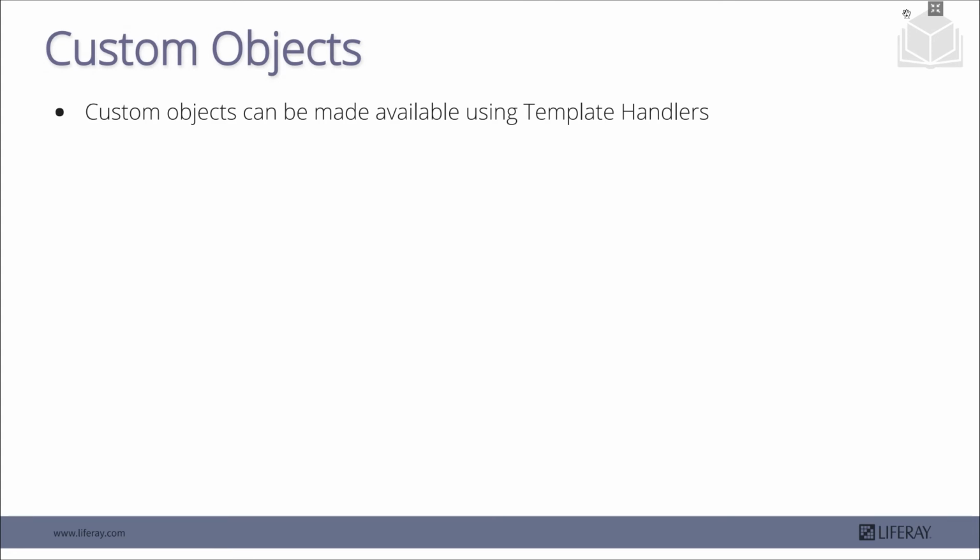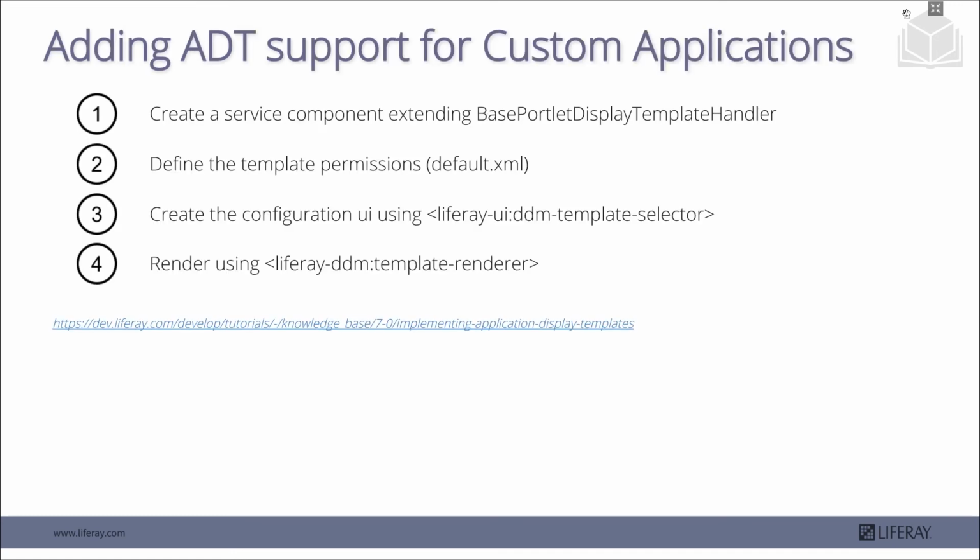On top of that, custom objects can also be made available. They can be retrieved within an ADT. So when we're creating an ADT, we can follow these basic steps. Now this is for implementing and adding an ADT for a custom application. So we start off with our application, and what we're going to do is create a component that extends the base portlet display template handler. So we will extend that, override any methods, or implement the methods that are needed.